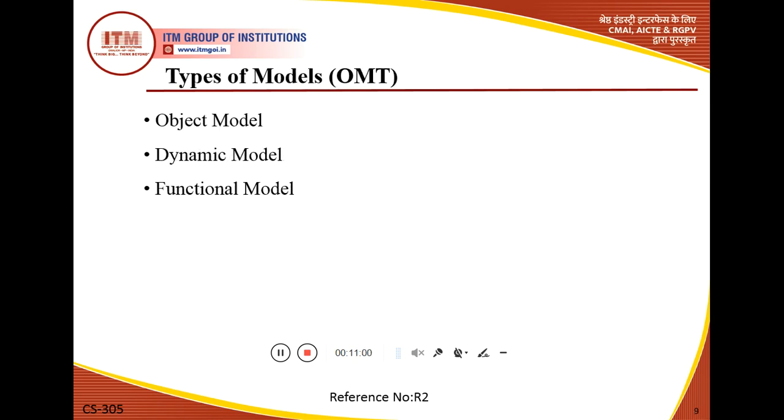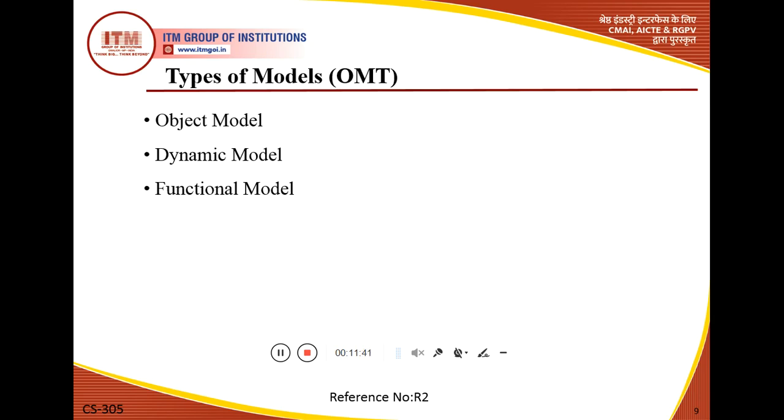Now the main topic of today's lecture is object model. So basically what do you mean by OMT? Here I will write the short form OMT. OMT means object modeling technique, and this modeling technique was developed by Rumbaugh and Booch. These are the names of the scientists, Rumbaugh and Booch. So according to the OMT technique, there are different types of models used here. First is object model, second is dynamic model, and third is functional model.